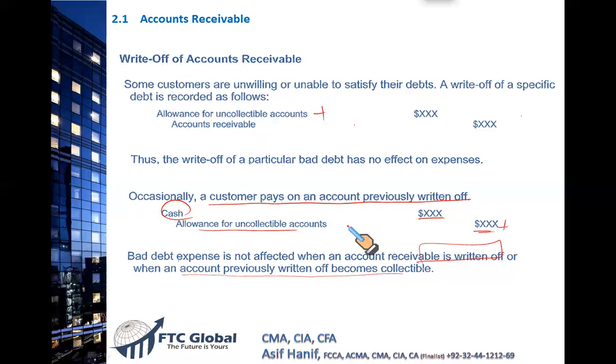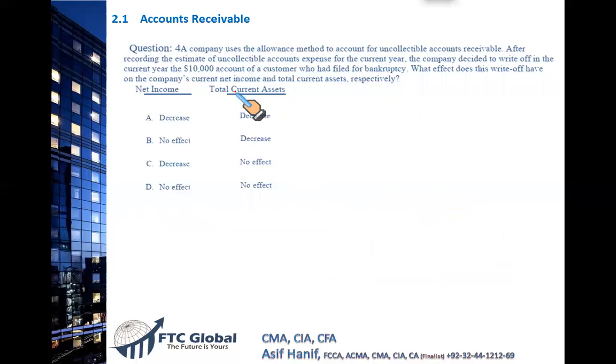Now the question is, how come they do not affect the net current assets or total current assets or net income? Let me explain this.